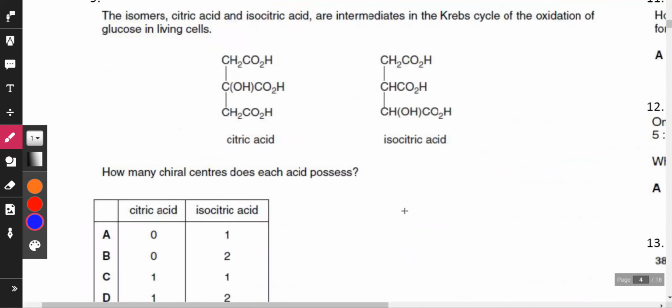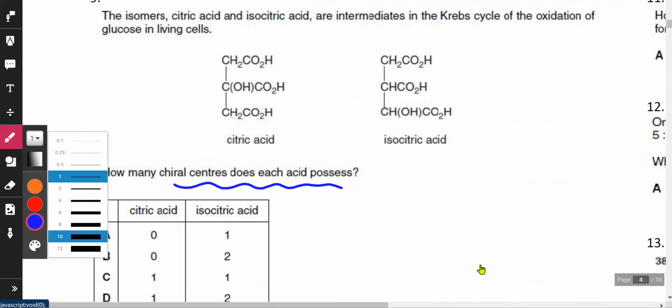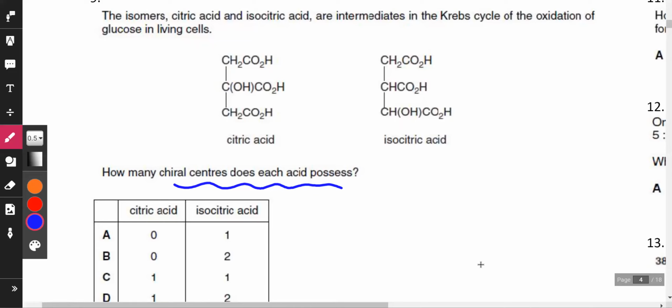So let's move to this one. How many chiral centers does each acid possess? Just for clarity, I'm going to draw all of them. Let's draw this one: C, there's H, and C double bond O and OH. At the bottom there's C and then OH, and on the other side again C double bond O, OH. Let's focus on this one. It's again C, H, and C double bond O and OH.